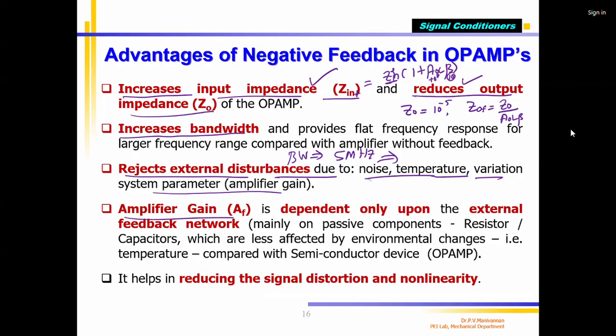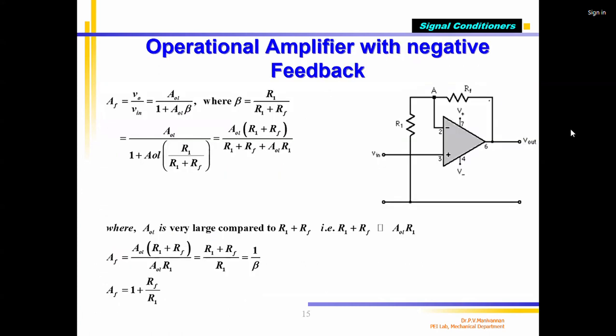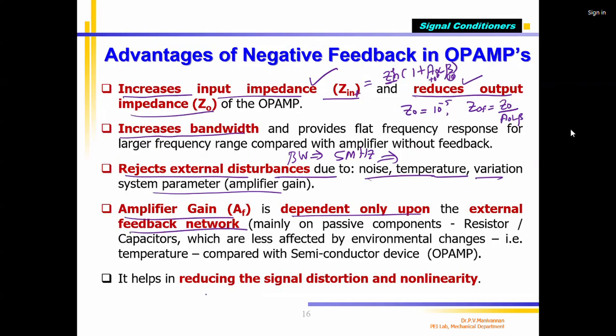Then the gain depends only on the two external feedback network resistors. These two resistors are going to design my AF, not my AOL. Very important. The last thing is it reduces signal distortion. These are the important 5 to 6 points. Note down. I stop here.